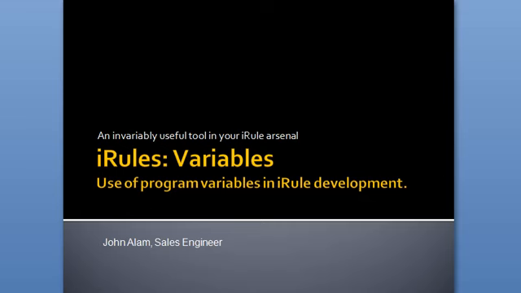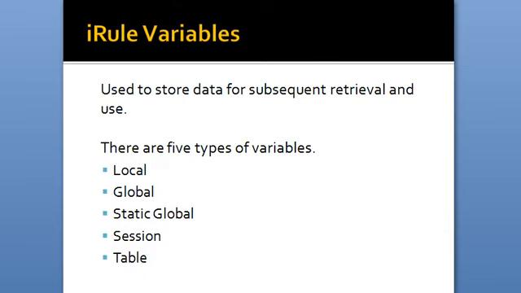Welcome to iRule variables. This is John Allen. There are 5 iRule variable types.